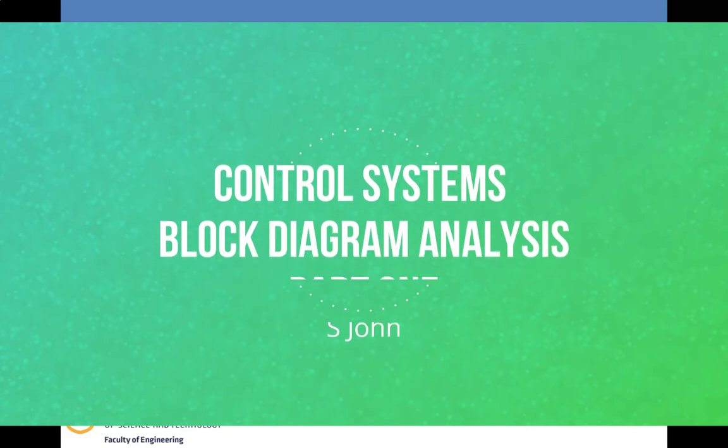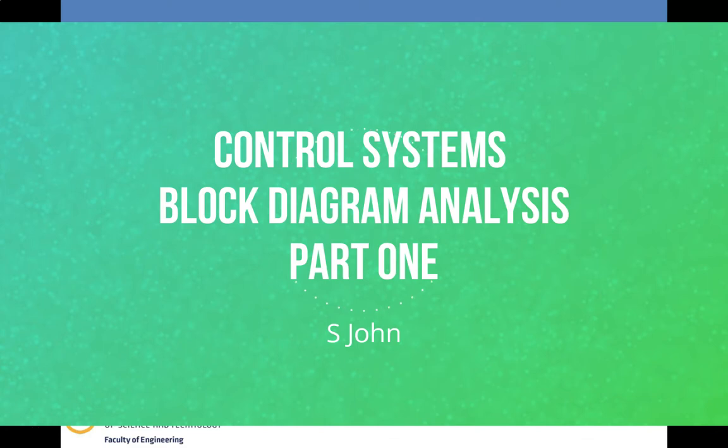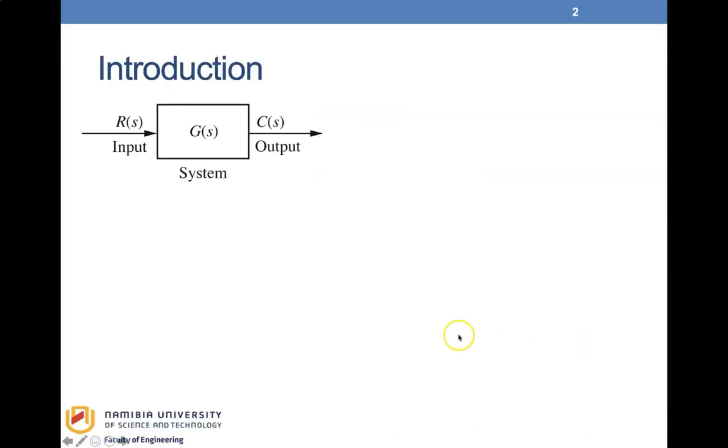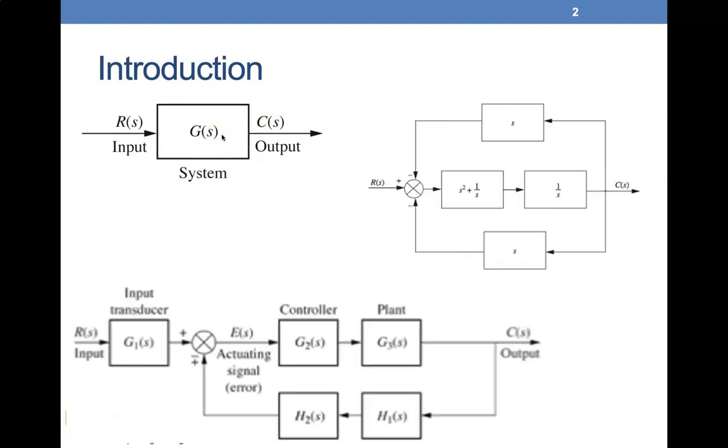In our previous lectures, we've been dealing with single subsystems represented with a block with an input and an output. However, most control systems are made up of several subsystems interconnected. Since it is easy to calculate the response of a single transfer function, it is therefore our desire to reduce the multiple subsystems to a single transfer function.